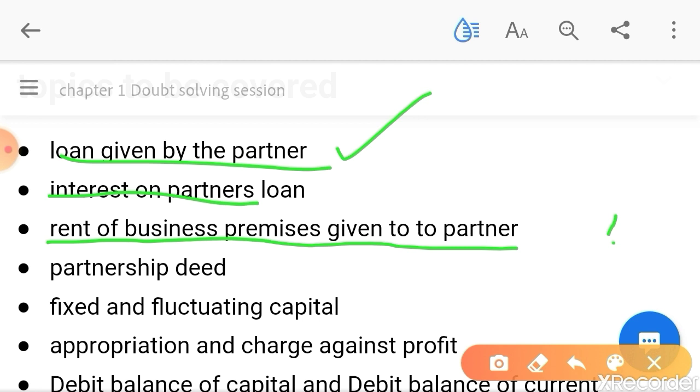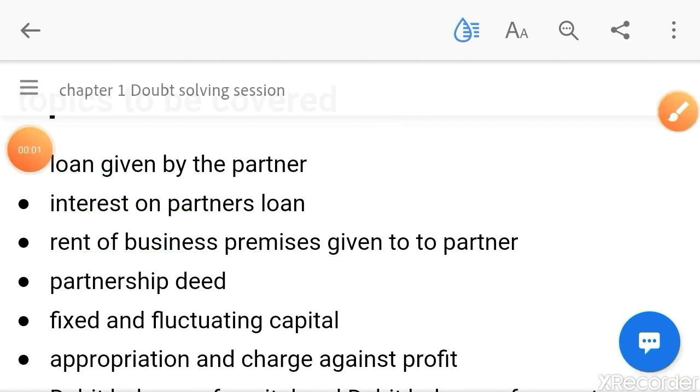Now, partnership deed. See, partnership deed is a written agreement between two or more partners, and there will be detail of what will be the profit sharing ratio, what will be the interest on capital, what will be the interest on drawings, where is the principal place of business. All the details related to partners are mentioned in the partnership deed, which you have already studied in detail in class 11th commerce chapter number 6.